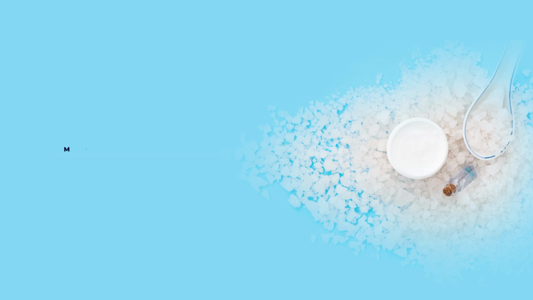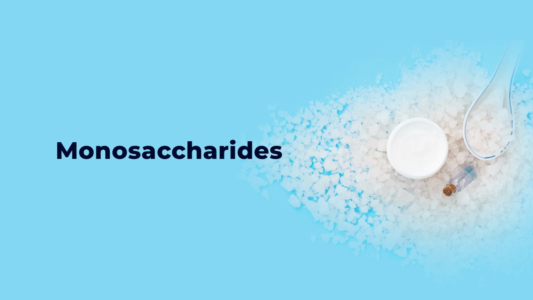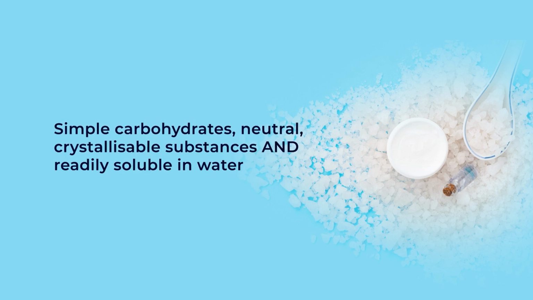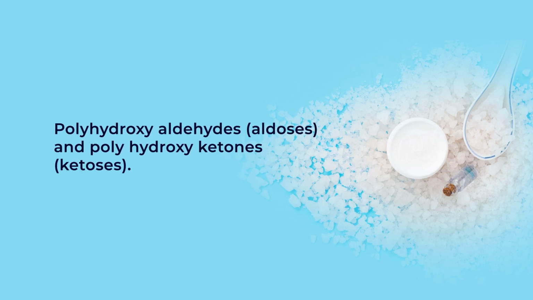Now, these monosaccharides are simple carbohydrates, neutral, crystallizable substances, and they are readily soluble in water. These are the characteristics, and they could be polyhydroxyaldehydes, aldoses, or ketones. So, the carbon atom number starts with 3, then it can have 4, the tetroses, 5, pentoses, and 6, hexoses.